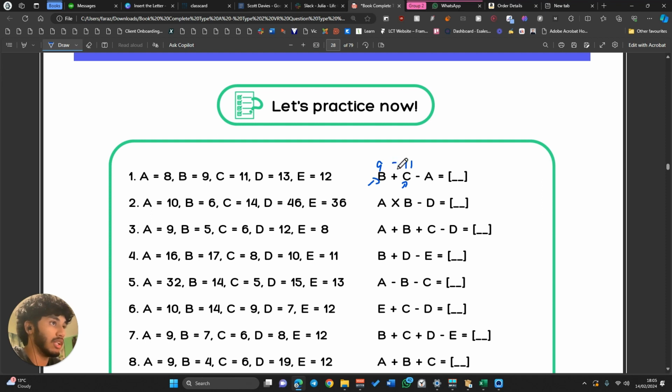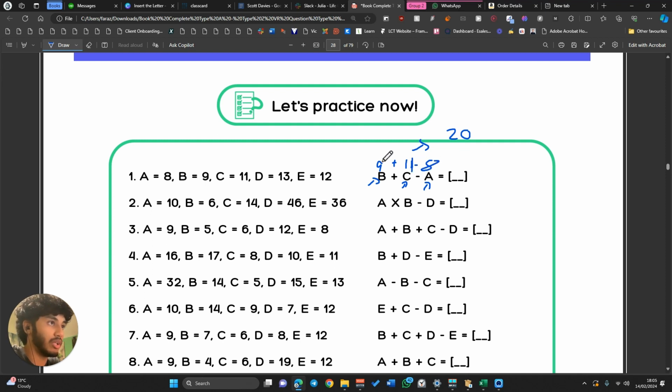So let's do 9 minus 11. No, sorry, 9 plus 11. It's not 21, it's 20. So once we've got that, we just have to figure out what A is, alright? And A is 8. And that means we have to take away.